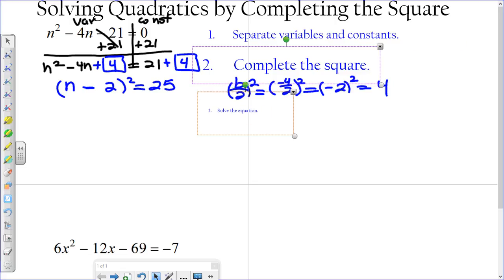Okay, so I need to take this and I need to solve the equation. The way you're going to do this is the following. Let me choose the color. What I'm going to do is I have n minus 2 squared. Who do I get rid of first? You should get rid of the square first.